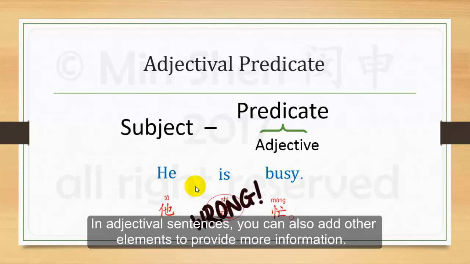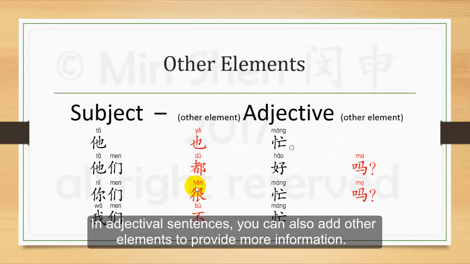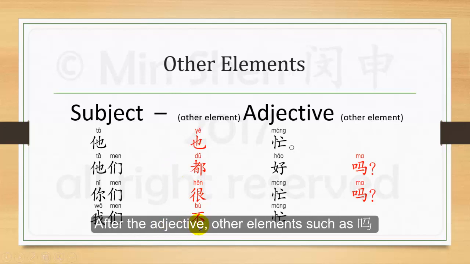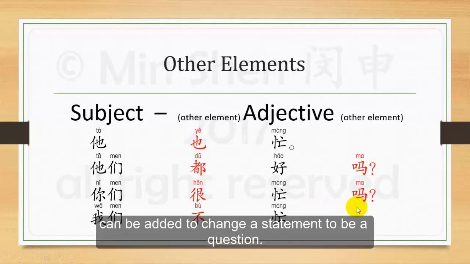In adjectival sentences, you can also add other elements to provide more information. Let's look at some examples. Adverbs such as 也, 都, 很 and the negative adverb 不 can be added before the adjective. After the adjective, other elements such as 吗 can be added to change a statement to a question.